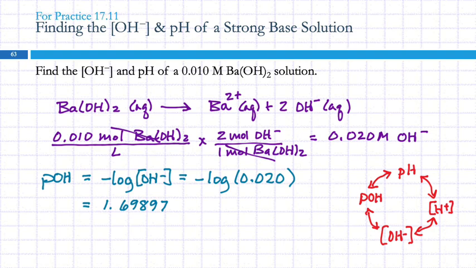Do you remember what the relationship is between pH and pOH? They add up to 14. Okay, so this is one of those that's just really simple. pH plus pOH equals 14. That's because of logarithms. So if I have the pOH, then the pH is going to equal 14 minus that.